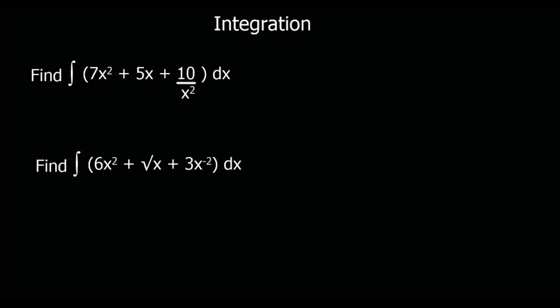Okay, these ones are a little bit trickier because we've got to do some rearranging, some simplifying before we can integrate them. So in this case, we've got 10 over x squared. So we can't integrate 10 over x squared, but if we change it to 10x to the minus 2, so 10 over x squared is the same as 10x to the minus 2, then we can.